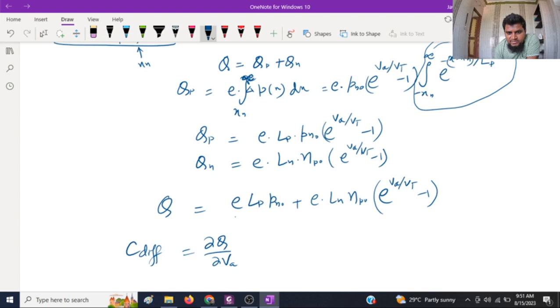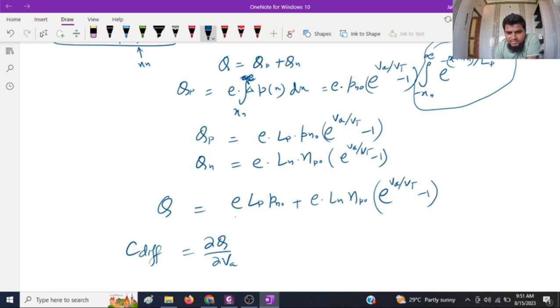This is the expression, and if you remember, that is related with diode current. One more thing: this diffusion capacitance is per unit area, because we had not taken area into consideration. So all these expressions must be multiplied by A. This Qp is actually per unit area. Whatever is the cross section of the junction, you must multiply with it. So the final answer we are getting is capacitance per unit area.